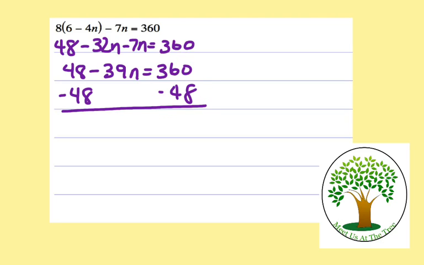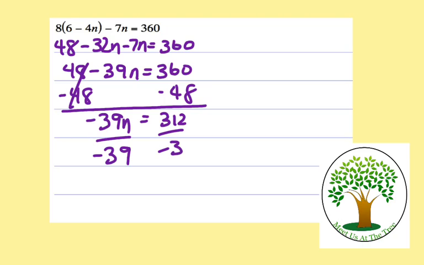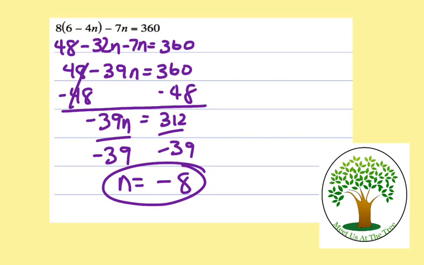The 360 minus 48 is 312. These go away. I'm going to bring down the negative 39. Don't forget that negative. I am multiplying here, so I will divide by negative 39 because I do the opposite. You might need a calculator here. Your n becomes a negative because we have a positive and a negative, and that becomes a negative 8. Let's do another one.